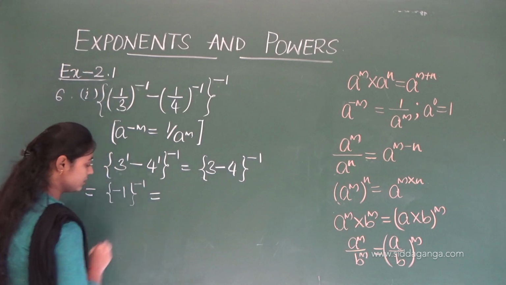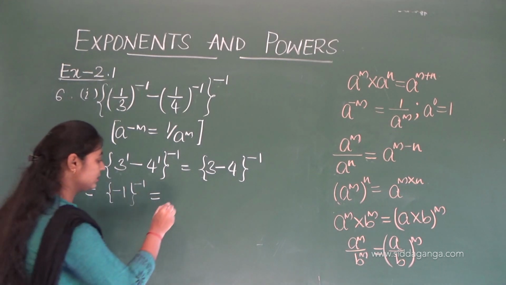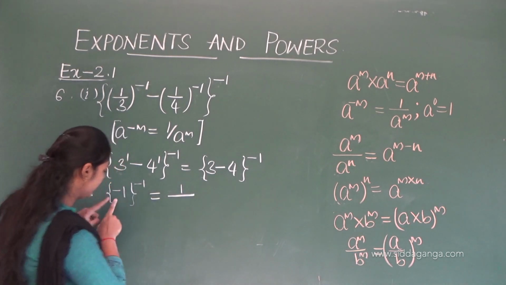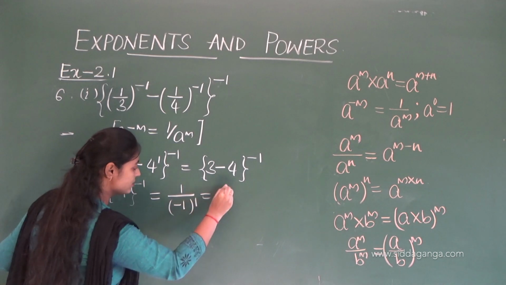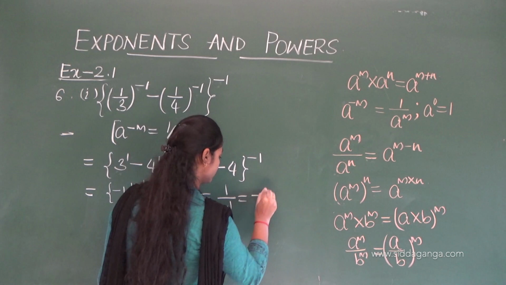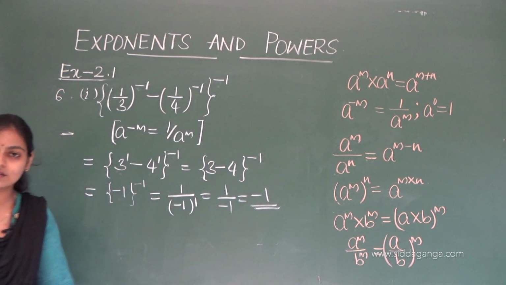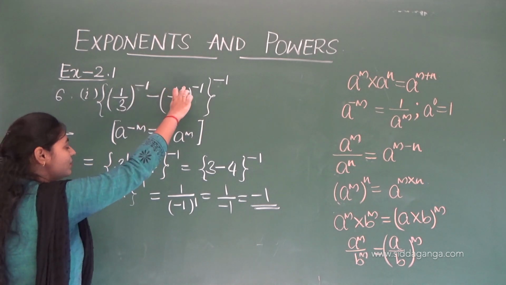That is equals to, so the negative exponent becomes positive, so we have 1 divided by minus 1 whole to the power of 1, is equals to 1 by minus 1, which is nothing but minus 1. 1 by minus 1 is equals to minus 1. So we keep simplifying what is inside the bracket first.